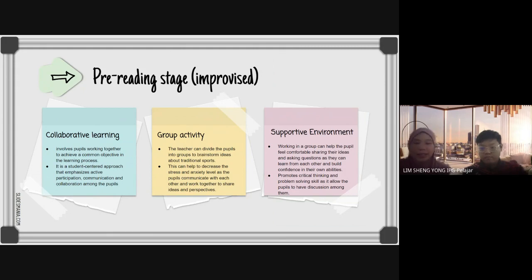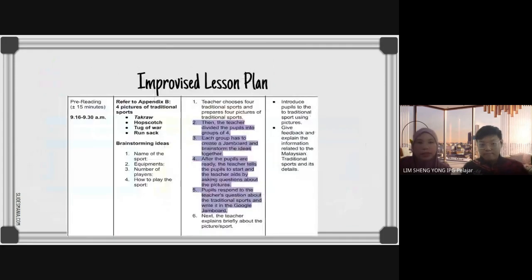And then the third element is a supportive environment. By working in a group, it can help the students feel comfortable sharing their ideas, asking questions, and sharing their opinions, as they can learn from each other and build confidence in their own abilities. It also promotes critical thinking and problem-solving skills as it allows the pupils to have discussion among themselves.